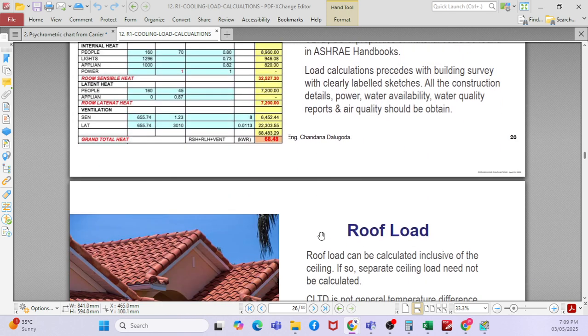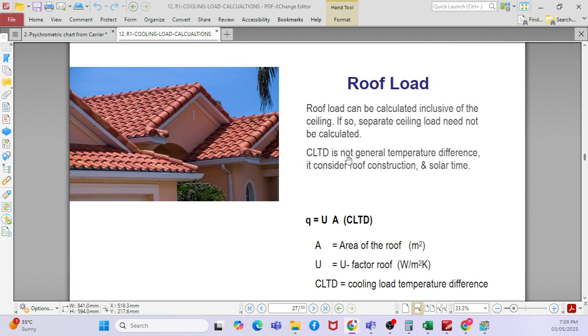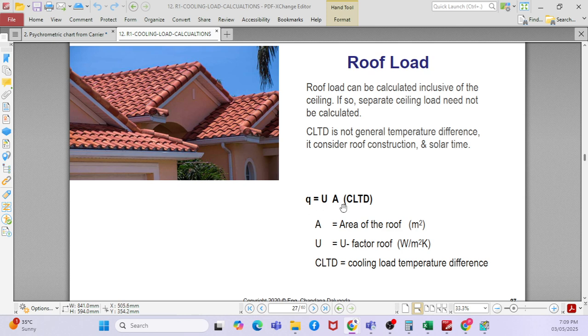Then for the roof load calculations, how do you calculate? Q equal to UA, cooling load temperature difference. So where did this equation come from? MCp delta T, same. Yeah, okay. But this is based on which standard? Have you seen chapter 17? Yes, there were two methods.